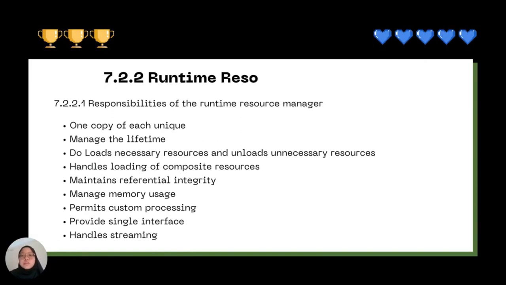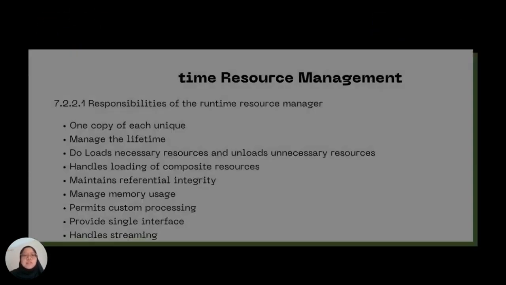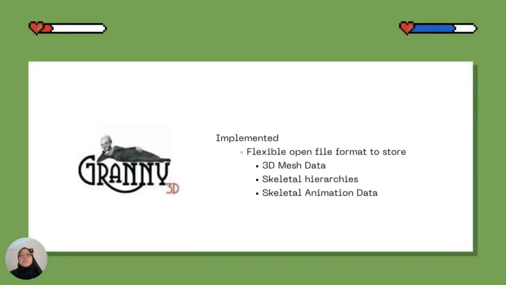And we move to the runtime resource management system, which should keep one copy of each unique resource, manage resource lifetime, load and unload, handle composite resources, maintain integrity between resources, use memory efficiently, allow custom processing of resources, provide a single interface, and also handle streaming of resources. Sometimes a single file format can be used to house many different types of asset. For example, the Granny SDK implemented a flexible open file format to store the three things right here.